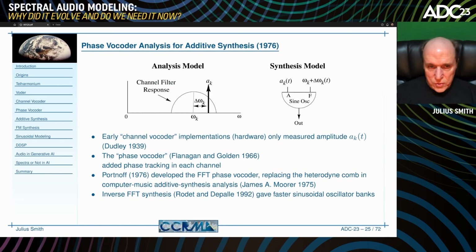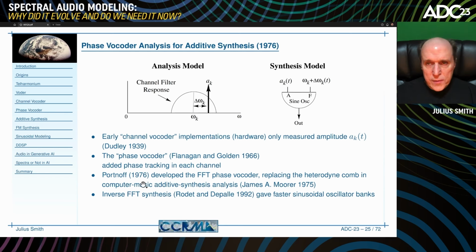And so with phase, you can now reconstruct very accurately. So it could be an identity system. If you don't modify the band gains, you can really just reproduce the waveform to within numerical precision. So that was the basis for additive synthesis.